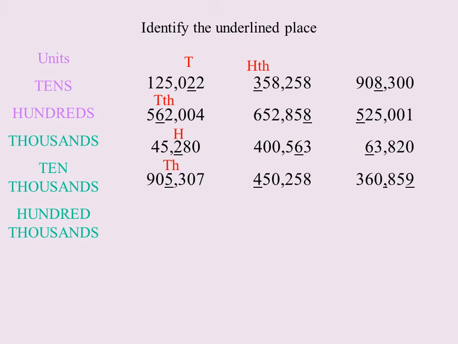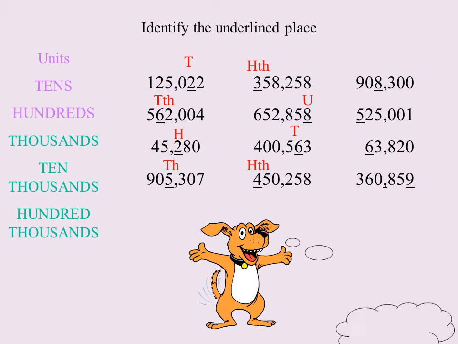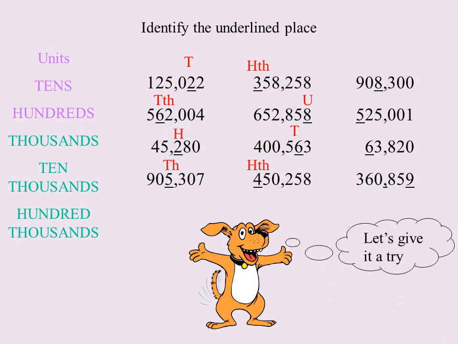652,858. 8 here is in the next family, so is it in the units, tens, or hundreds? Yes, it's in the units. 400,563. 6 here is in the tens place, so the place value of 6 is tens. 450,258. 4 here is in the 100,000 place, so the place value of 4 is 100,000. Now it's your turn. Try to solve the rest of the examples.